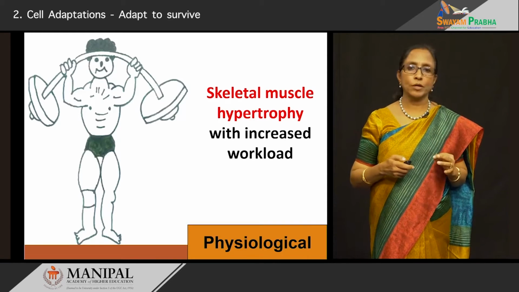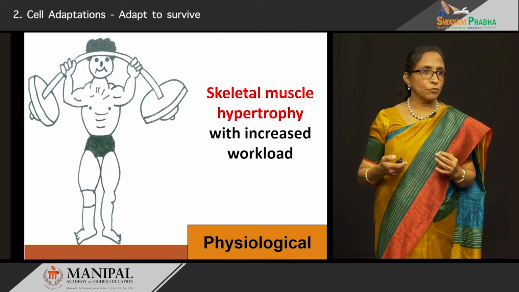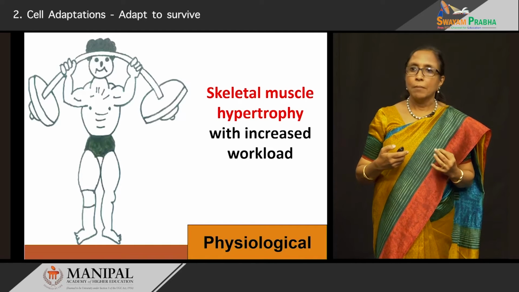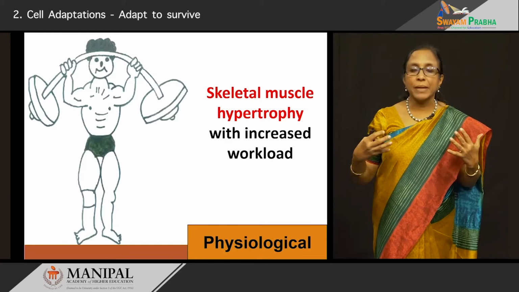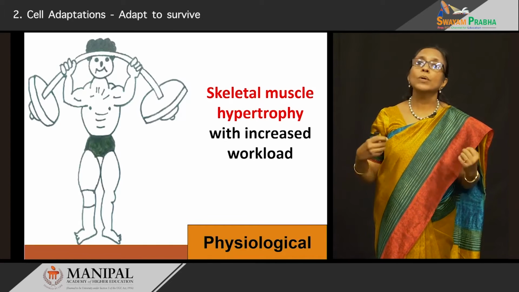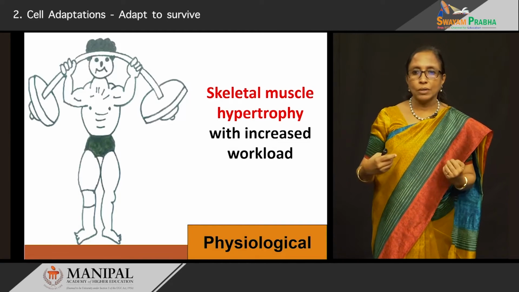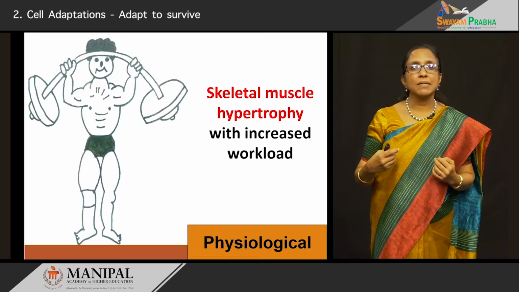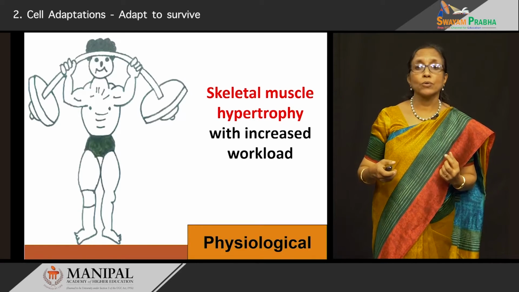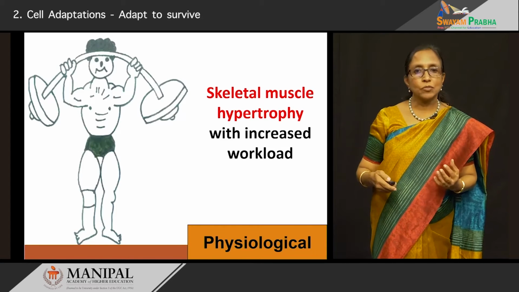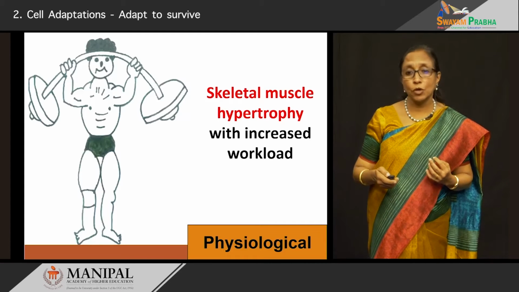Now, we will look at some of the examples, some physiological states of hypertrophy. This is something that is very common. With increased workload, skeletal muscle hypertrophy. The bodybuilders, many are proud of their biceps or their triceps or the pectorals. What is happening in that? With the increased workout, the regular increased strenuous workout, what happens is the skeletal muscles undergo hypertrophy. Each skeletal muscle fiber undergoes hypertrophy and we see the musculature of the bodybuilders. So, this is one typical physiological example.